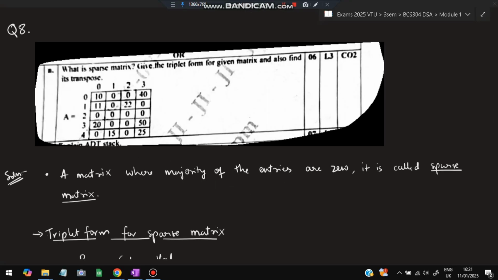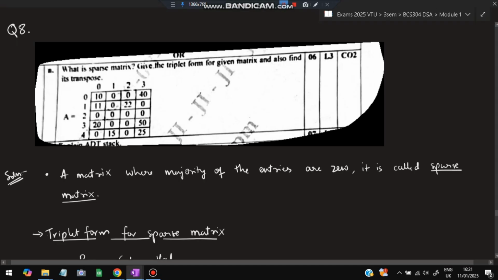Moving on to the eighth super important question from this module, we have: what is a sparse matrix? Give the triplet form and also find the transpose. Three things they have asked. First is what is a sparse matrix. A matrix where the majority of its entries are zero is called a sparse matrix.